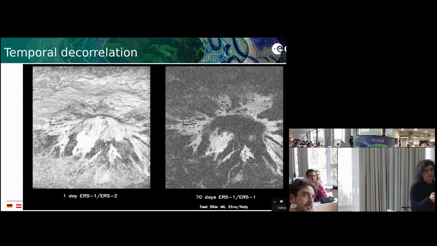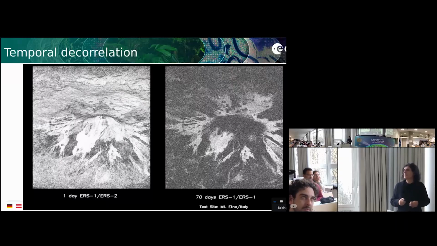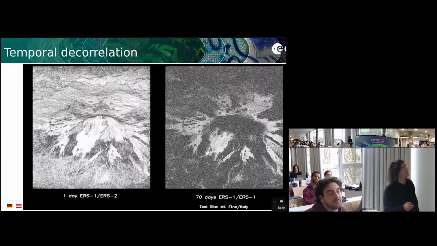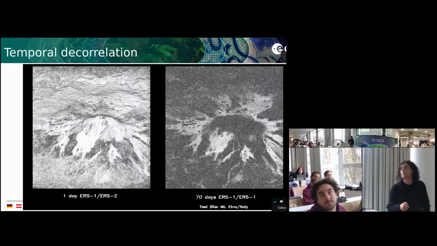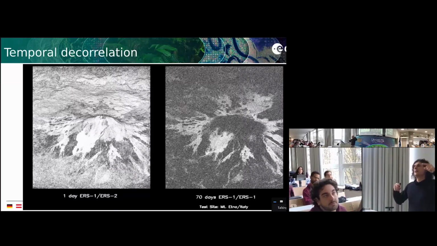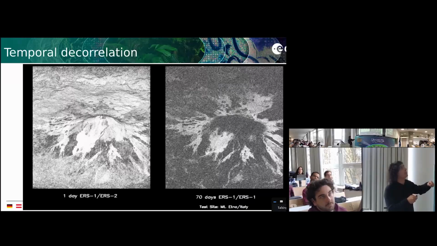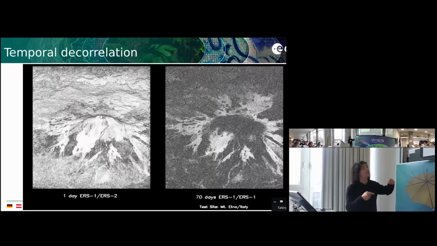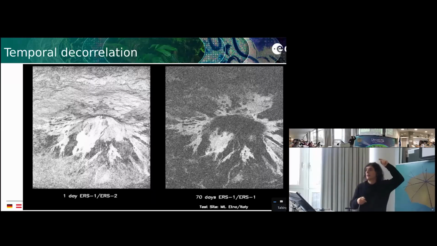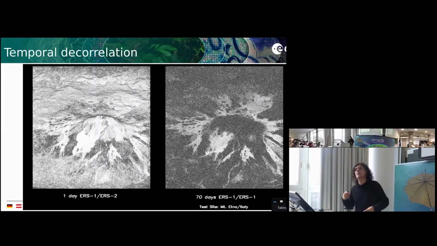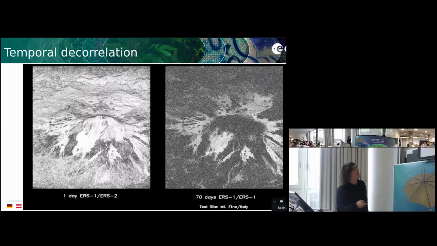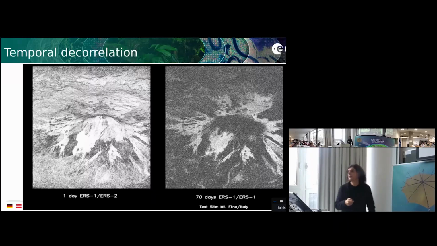Another example of temporal decorrelation, with sensors that were running last century, during the 90s, ERS. They were the first ones used to perform spaceborne SAR interferometry, and there were 2 of them. Okay, there was ERS1 and ERS2, and when they were working in tandem mode they had a temporal baseline of 1 day. So you had an acquisition by ERS1 one day, and the day after ERS2 was coming. Okay, and so this is, I think, Mount Etna in Italy. Yes, Mount Etna in Italy, and this is the correlation map you get.